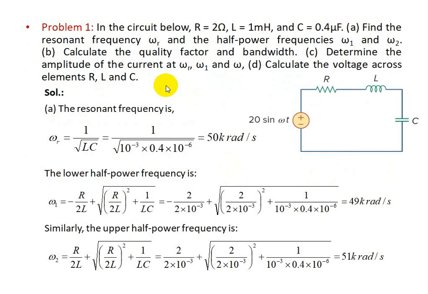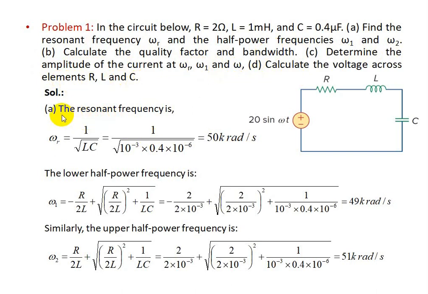Coming to the problems. Problem 1. In the circuit below, R is 2 ohms, L is 1 millihenry and C is 0.4 microfarad. A. Find the resonant frequency omega r and half power frequencies omega 1 and omega 2. B. Calculate the quality factor and bandwidth. C. Determine the amplitude of current at omega r, omega 1 and omega 2. D. Calculate the voltage across the elements R, L and C. So from the given data, we have to find all these values.